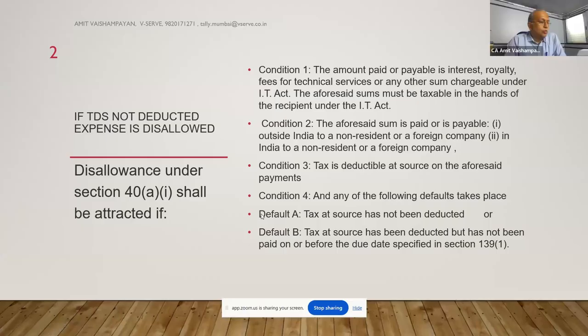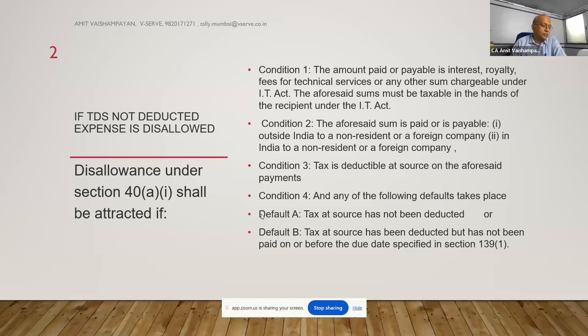Yeah, thank you. This is today's topic, TDS, and TDS is becoming critical with this particular section 40A(ia), which makes a condition that if the amount which is subject to TDS and the TDS is not deducted, then it becomes a kind of disallowance. So that makes this TDS even more critical.